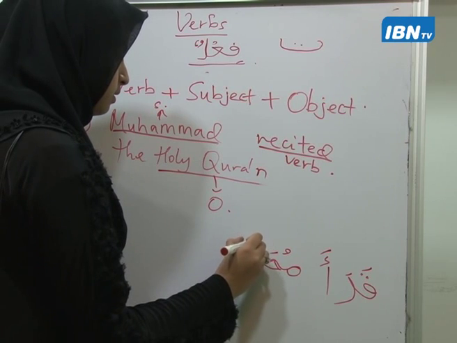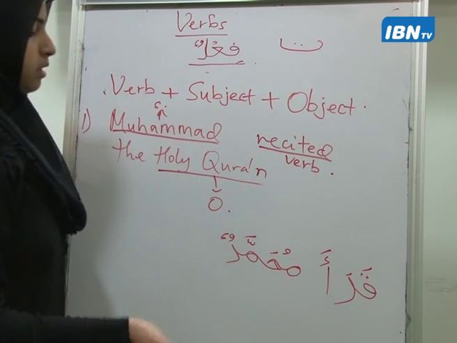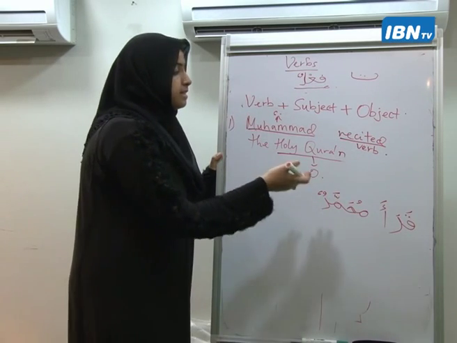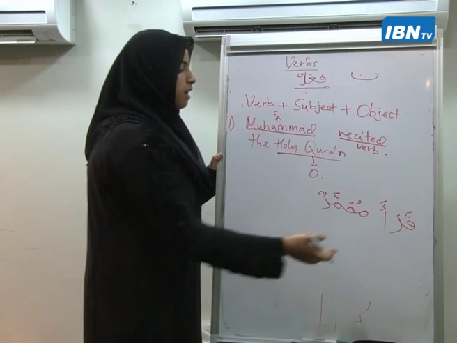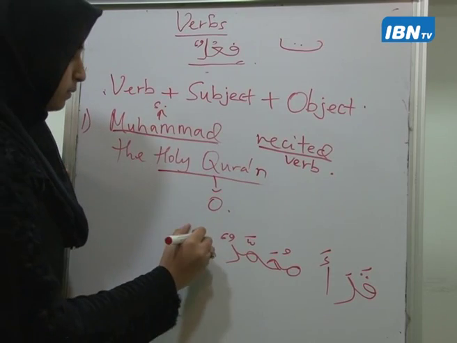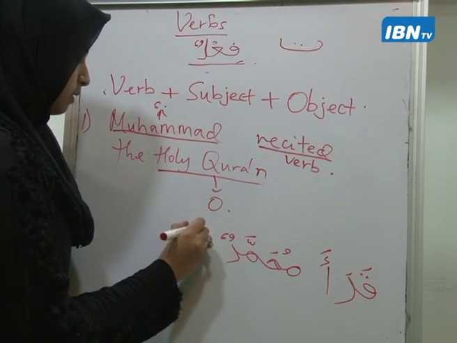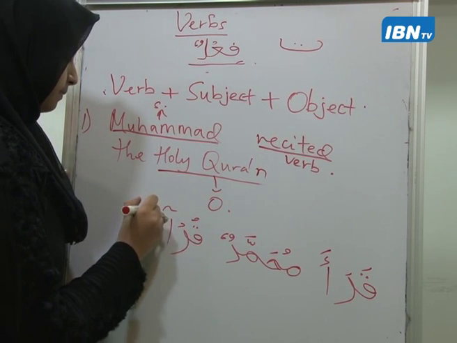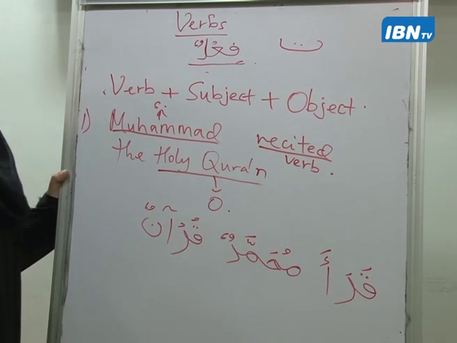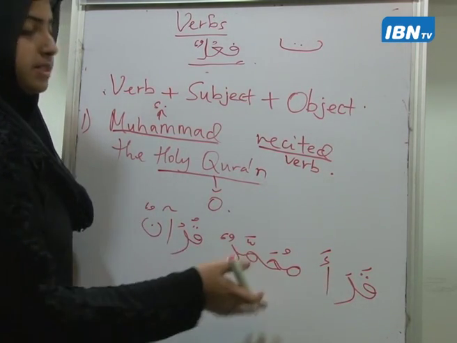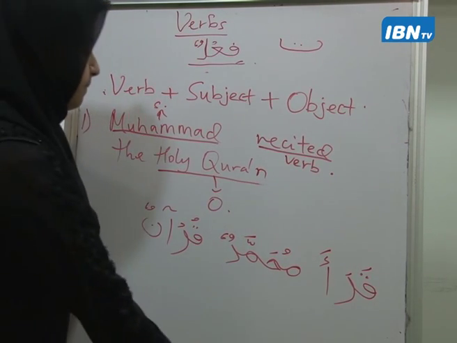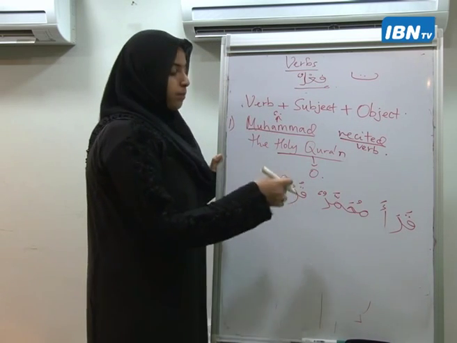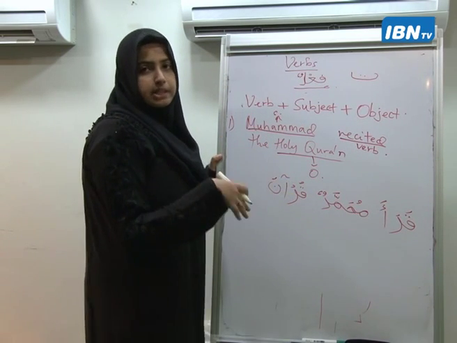Qara'a Muhammadun. And then I go to my object. What is my object here? I'm discussing about the Holy Quran. So qara'a Muhammadun Qur'anun. Okay? So this is going to be my verb, subject, and of course we are going to look at where does the object carry a dhamma, a fatha, or a kasra.